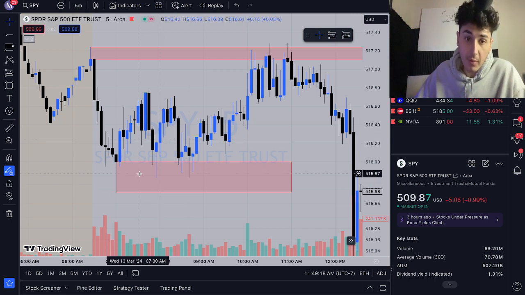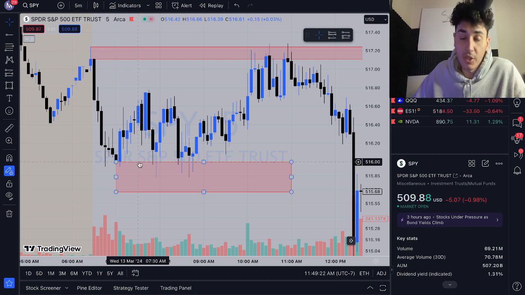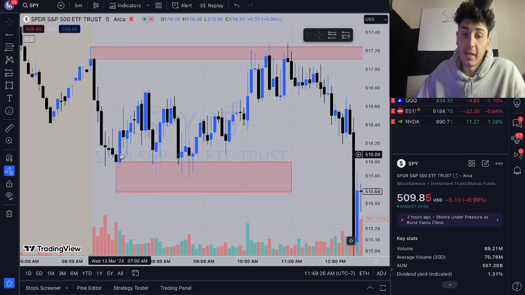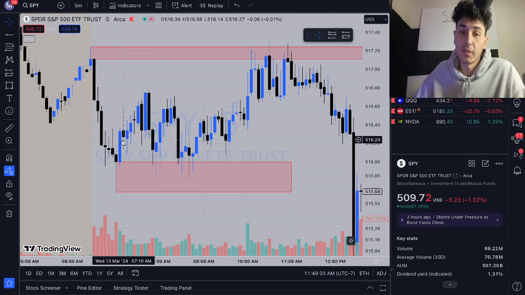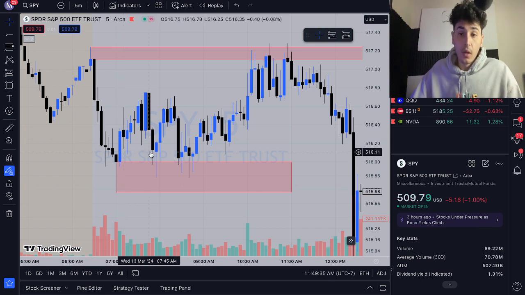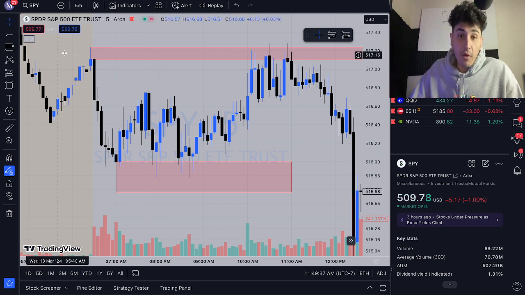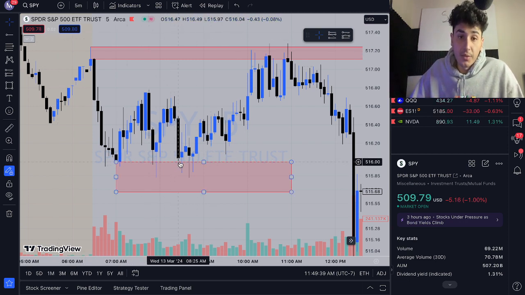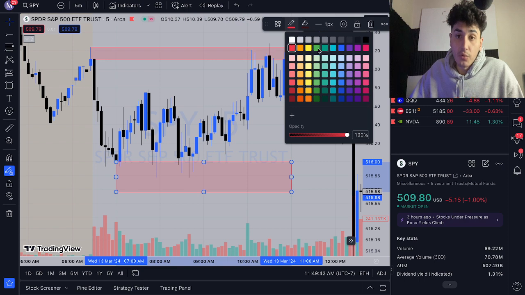So that's why it is ideal to draw out the wick that is largest, whether that be the candle previous to the move or the candle that's starting the move. I hope that makes sense. So, boom. Now we have our supply zone and now we have our demand zone. I'm going to change the demand to green.